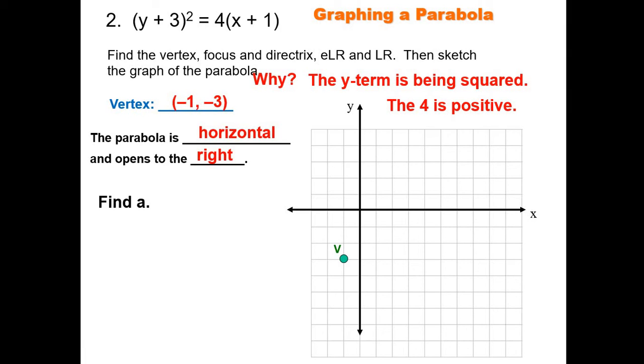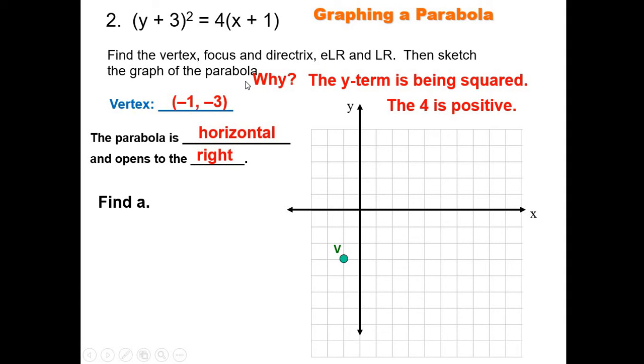Who wants to solve for A? That's the next step. Anybody from the class? How do you solve for A? Of course, we're going to equate 4 by 4A. So 4A is equal to 4.